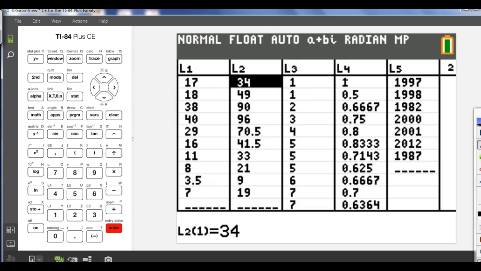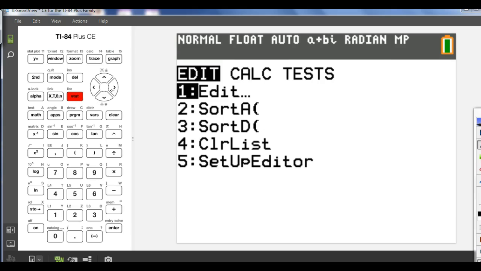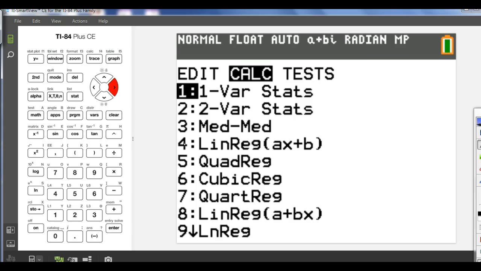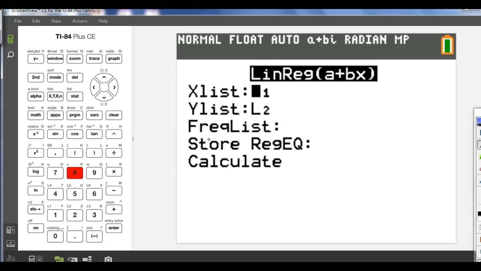There's other stuff over here. They don't really matter. So we're going to do L1, L2. We want to write an equation for this. So I hit stat, go over to calc, and do linear regression, and the equation that we have is a plus bx. So we're going to look at number 8. I'm just going to type in 8. We want L1 and L2. We hit enter, enter, enter.